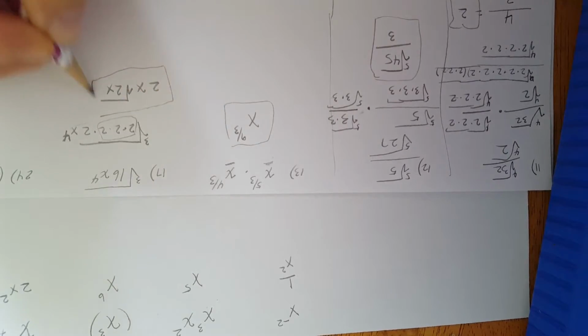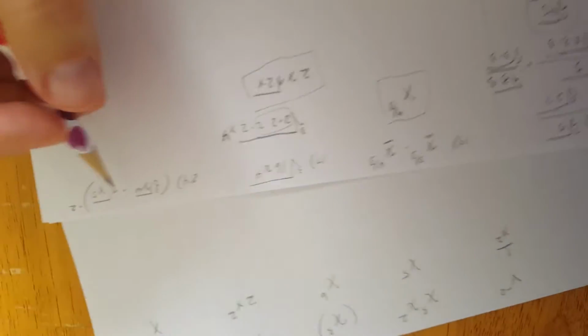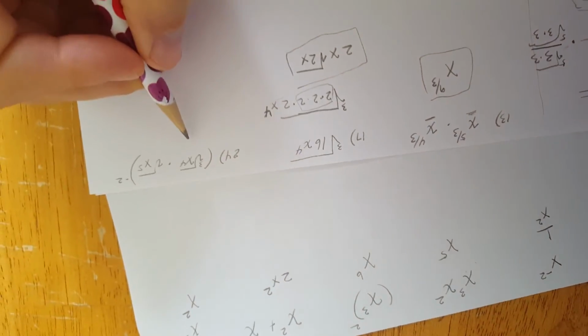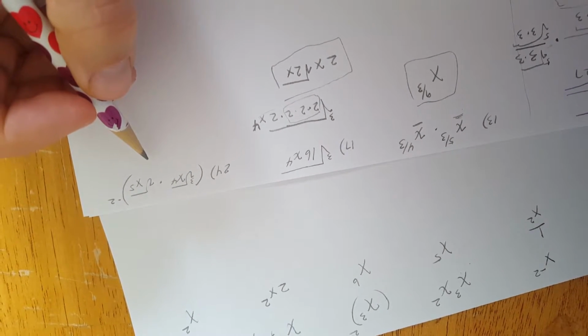Let's keep going. All right, 24. Gross, as Kara would say.